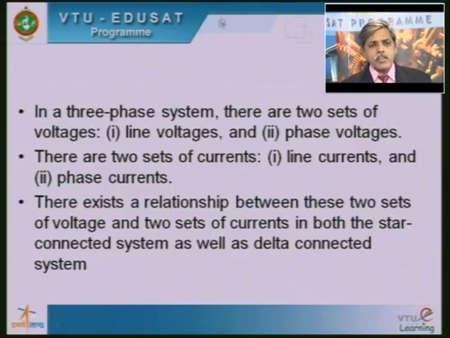Okay. Now, in any three-phase system, there are two sets of voltages, which we call line voltages and phase voltages, and there are two sets of currents, one called line current and the other phase current. In the star connection also I will have a line voltage and phase voltage, line current and phase current. These four parameters, two voltages and two currents, also exist in the case of a delta connected three-wire system. Okay. So, there is always a relationship between line voltage and phase voltage, line current and phase current in the case of three-phase circuits.